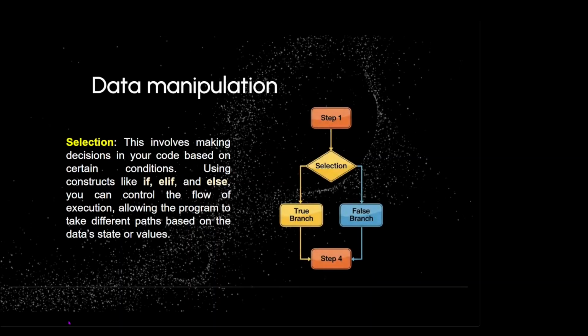Selection. This involves making decisions in your code based on certain conditions. Using constructs like if, elif, and else, you can control the flow of execution, allowing the program to take different paths based on the data's state or values.